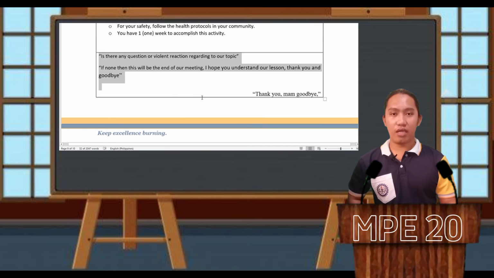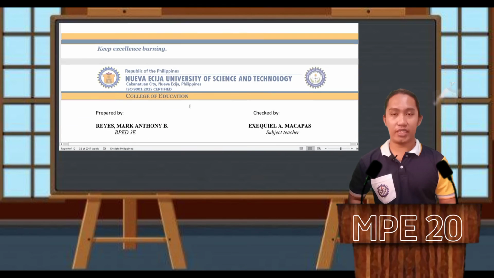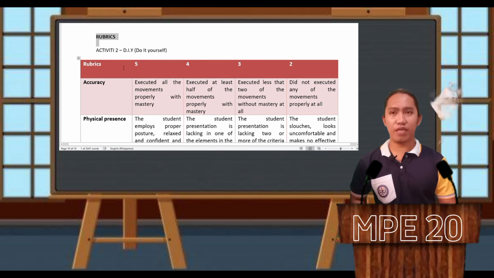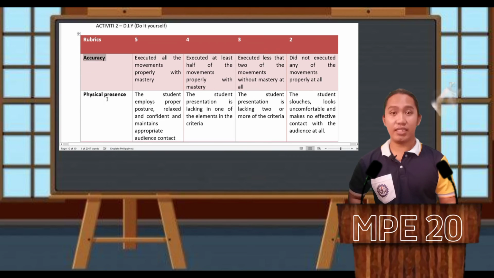In our activity number 2, which is the DIY, it is performance based, so there will be a rubric to be used in this activity. So this is the rubric that I made. For this, the rubric for activity 2 or DIY, do it yourself. In this rubric, I put accuracy, physical presence, creativity, and timeliness. So let's discuss it one by one.